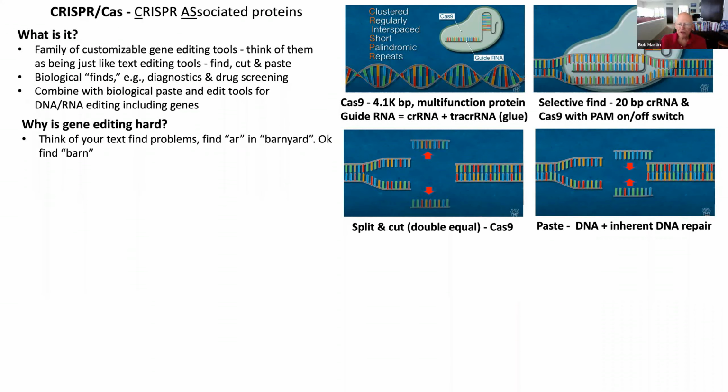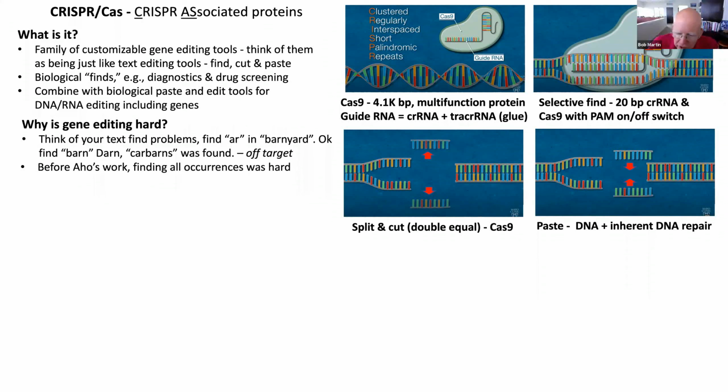Now, it turns out it's very hard. Think of when we do text find, and we said we wanted to find the AR in barnyard. Well, which AR, the first or the second? Well, we wanted barn. Okay, so find barn. Darn, we found this word. And that happens with CRISPR-Cas9. It's called off target. So you find the wrong thing.